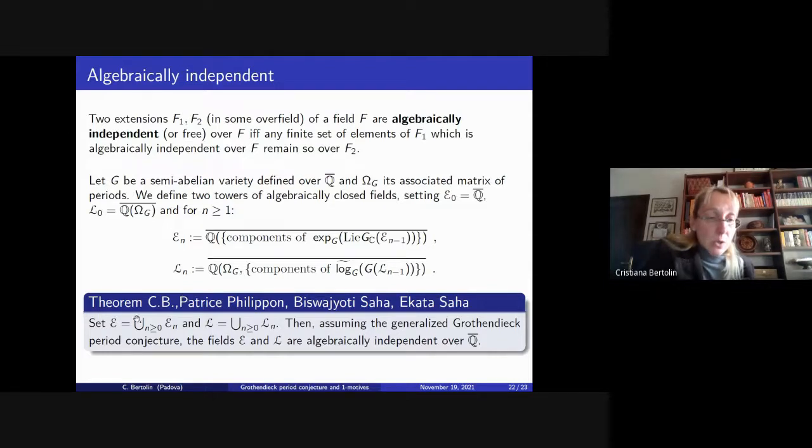So if we set E the union of all the En and L the union of all the Ln, then if we assume the generalized Grothendieck period conjecture, we have shown that the fields E and L are algebraically independent over Q bar. This means that any finite set of elements of E which is algebraically independent over Q bar remains so also in L. This definition of free or algebraically independent doesn't seem symmetric, but in fact it is symmetric. You can change F1 with F2 and it remains true.